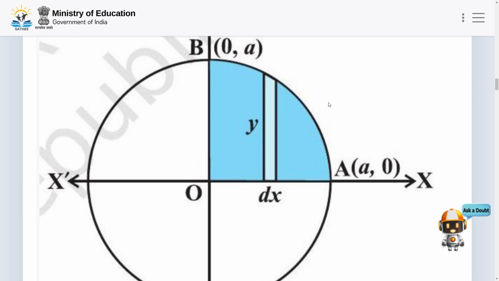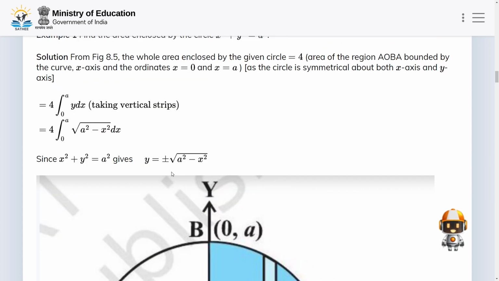So this means your capital A is equal to the definite integral from 0 to a. Now what about the integrand expression? It will be y dx, or f(x) dx. We are going to multiply it by 4 times, with 0 to a as our limits. y dx, y means f(x).